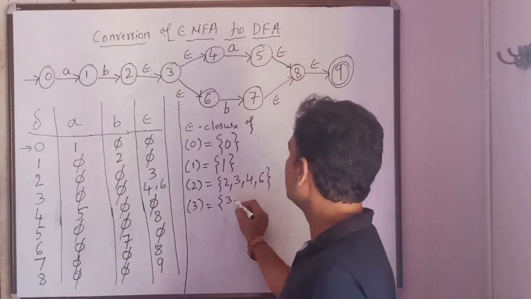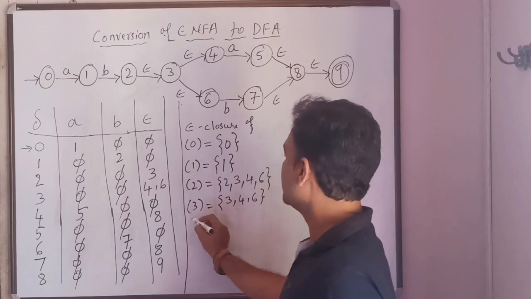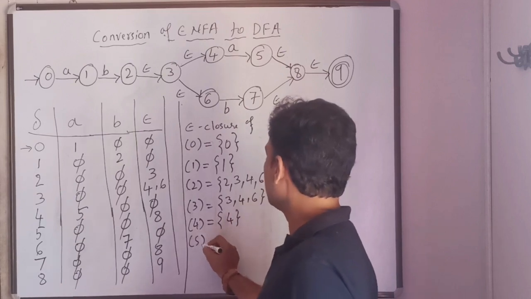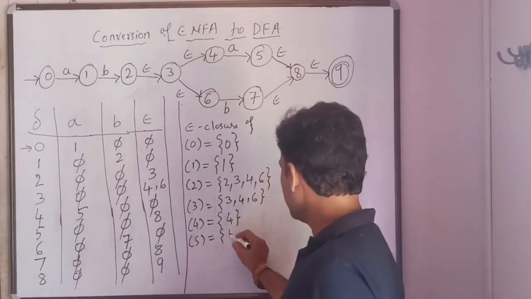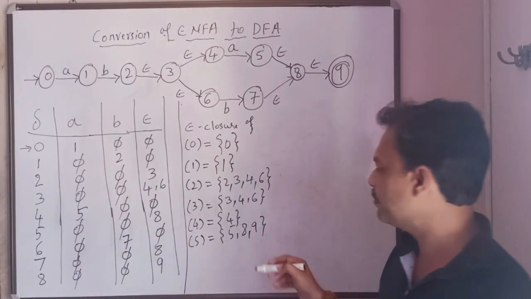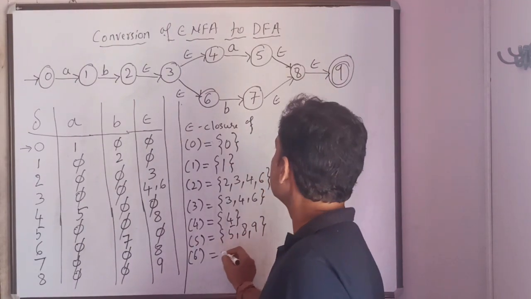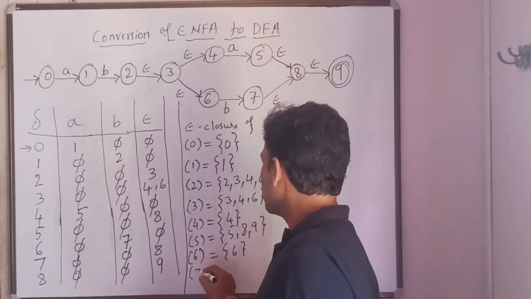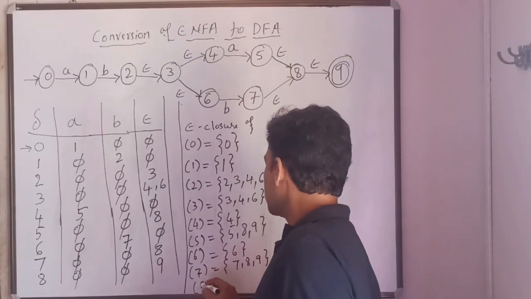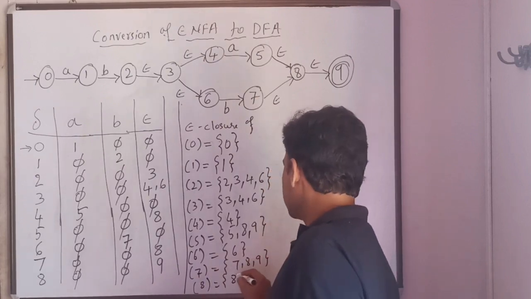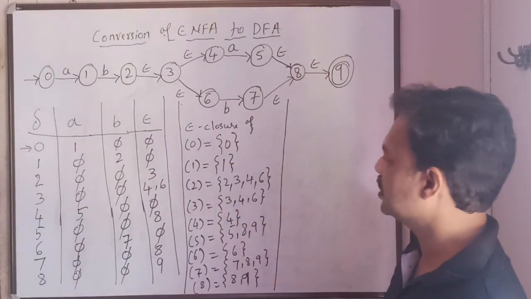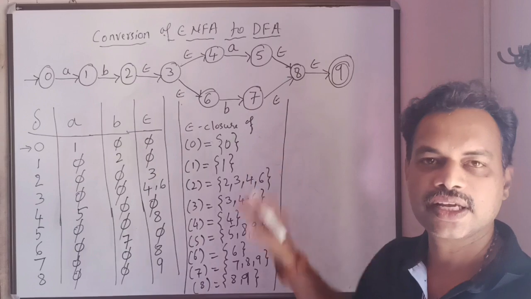Epsilon closure of 3 is 3 itself, then 4, then 6. Then epsilon closure of 4 is 4 itself, epsilon closure of 5 is 5, then 8, then 9. I hope you understood why it is 5, 8 and 9. Then epsilon closure of 6 is 6 itself, epsilon closure of 7 will be 7, 8, 9, epsilon closure of 8 is 8 itself and 9. So this is our epsilon closure of each and every state.